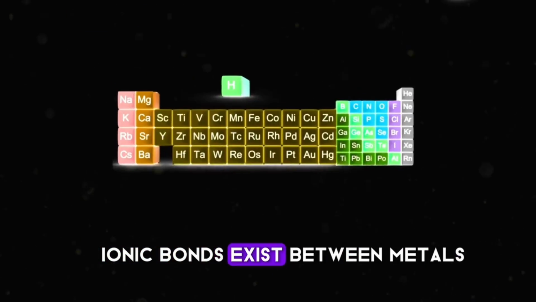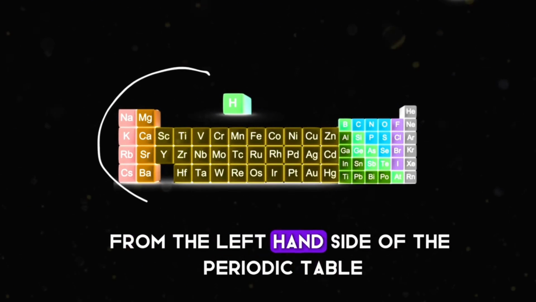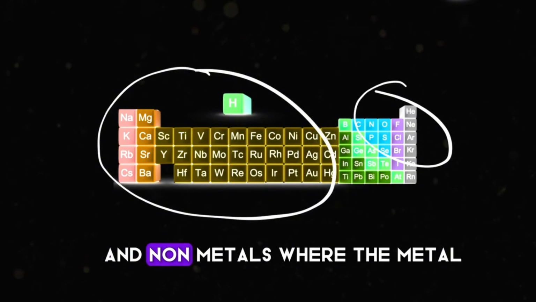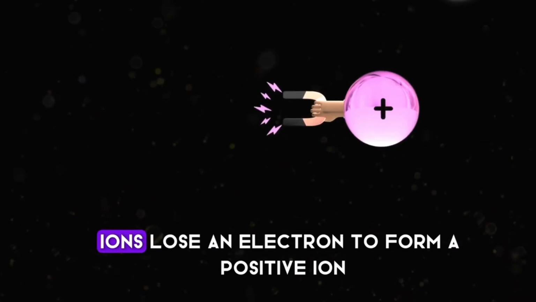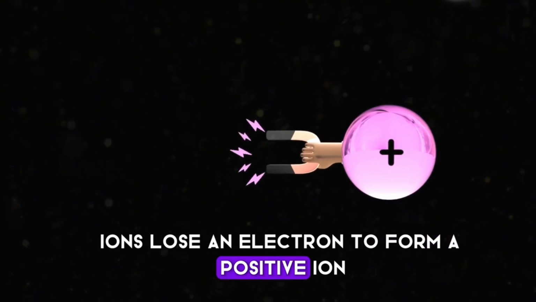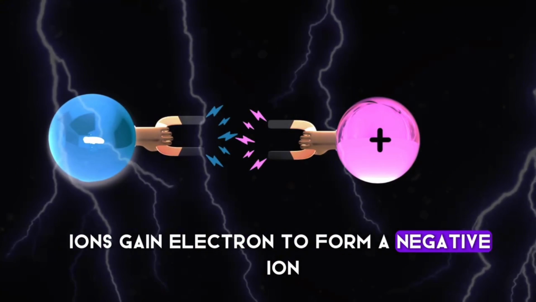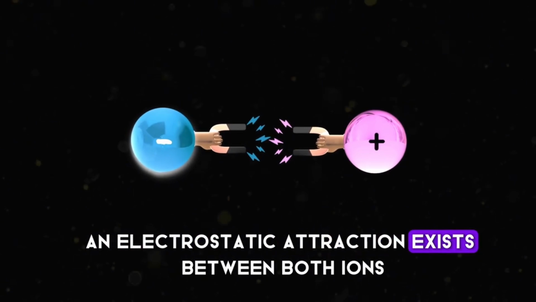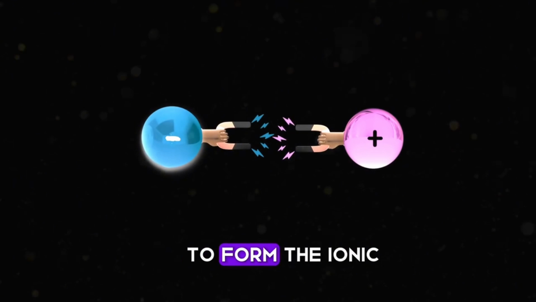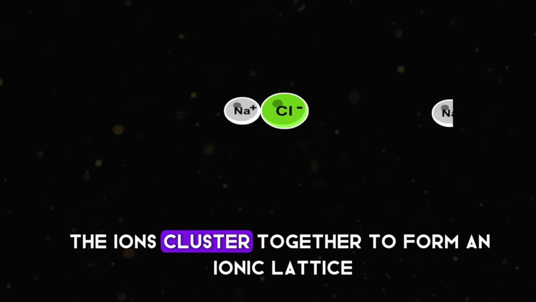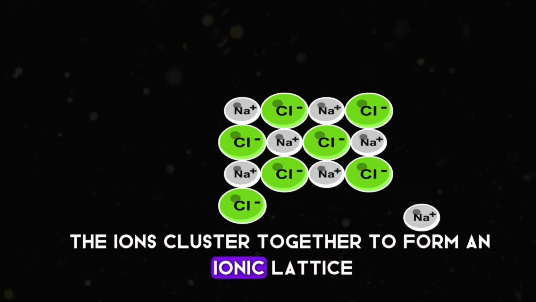Ionic bonds exist between metals from the left-hand side of the periodic table and non-metals, where the metal ions lose an electron to form a positive ion and the non-metal ions gain an electron to form a negative ion. An electrostatic attraction exists between both ions to form the ionic bond. The ions cluster together to form an ionic lattice.